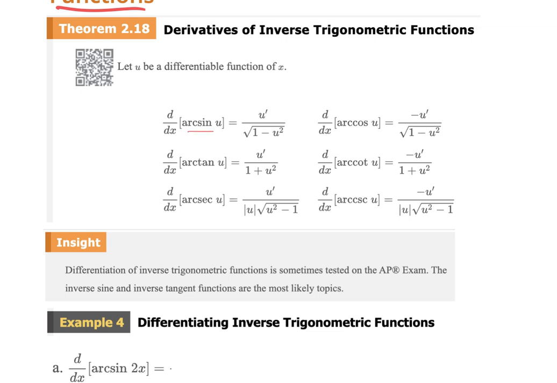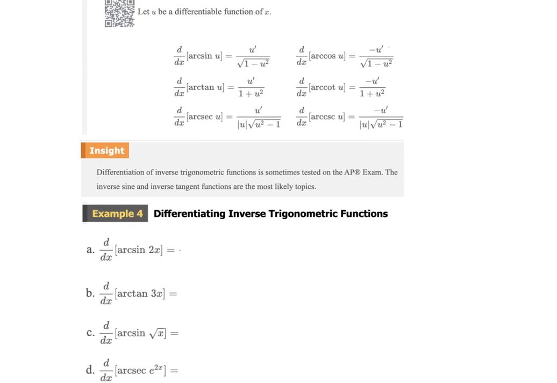So the derivative of arc sine of u is the derivative of our inner function, because this is allowing us to use the chain rule, over the square root of 1 minus u squared. Arc cosine is negative u prime over the square root of 1 minus u squared. And then we have arctangent, cotangent, secant, and cosecant with various formulations of 1 minus u, 1 plus u, u squared, square roots, and all of that. So let's look at how we would use this.